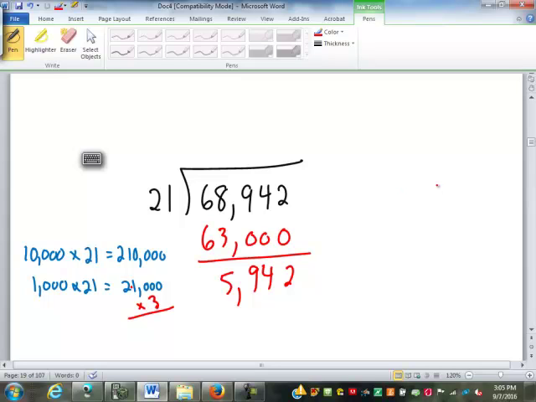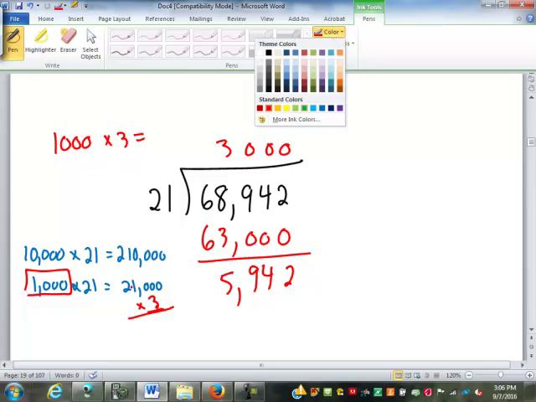So what I just did there was I subtracted a group, a bundle of 1,021s. And I did it 3 times. That's 1,000 times 3 for 3,000 times. I just subtracted 21 3,000 times.